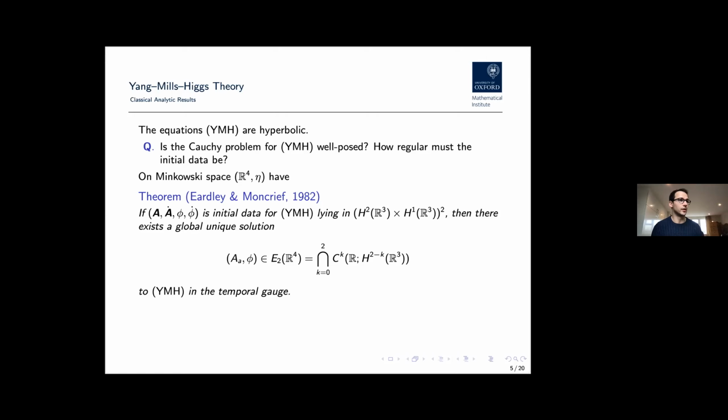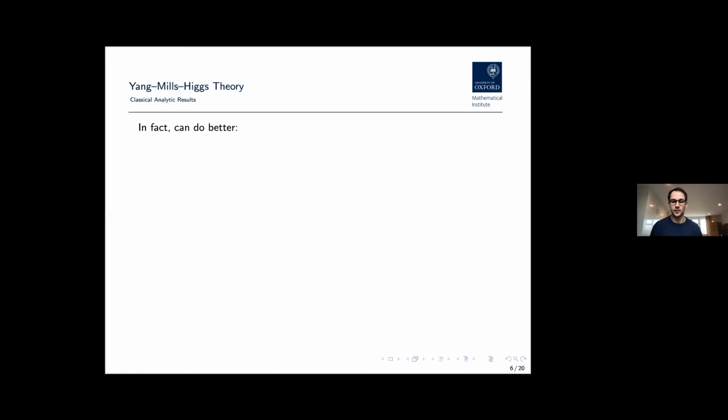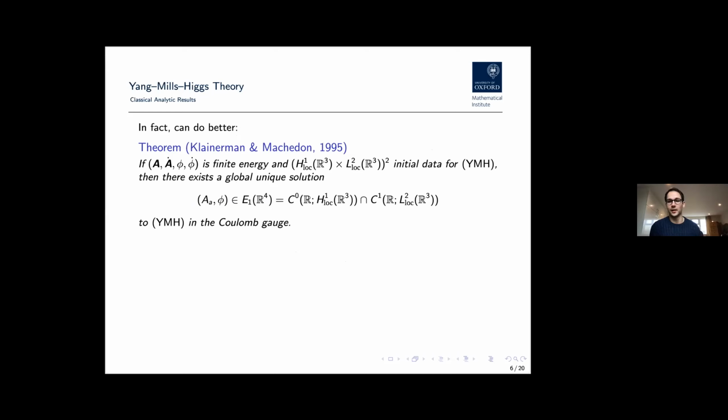So H2 cross H1 initial data is good, but in fact, we can do a bit better than that. In 1995, Klainerman and Machedon proved a celebrated result, which showed that if your initial data is merely finite energy for the Yang-Mills-Higgs equations, then there exists a global unique solution on Minkowski space in the Coulomb gauge. So the gauge here is slightly different. That's because Klainerman and Machedon were first able to see the null structure in the nonlinearities of these equations only in the Coulomb gauge, although this has since been extended to a few other gauges.